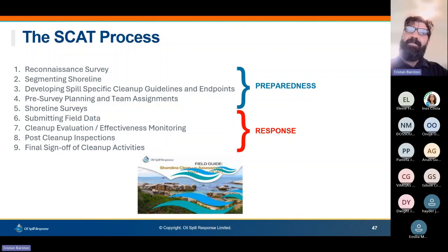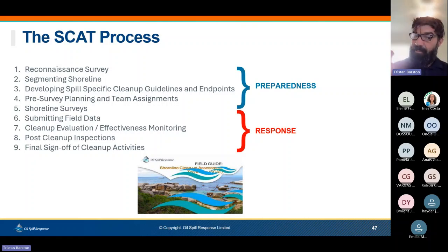Then based on that, we can say, okay, we've identified that these water intakes are priority. So in our pre-survey planning and team assignments, we can assign this particular team, this is your response equipment, this is what you need to do. And all that is part of the preparedness. But again, we've made assumptions. We've looked at what we think is going to happen.